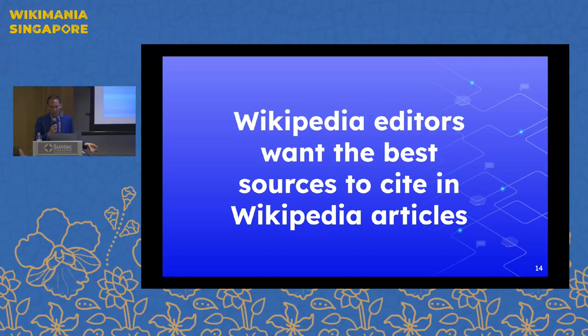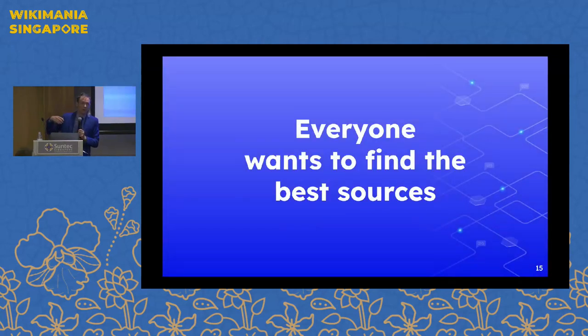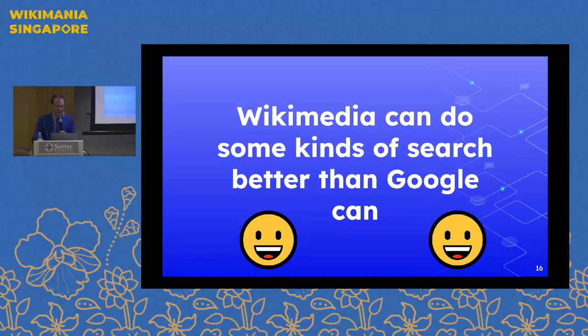So, of course, why you would want this. Wikipedia editors want the best sources to cite in Wikipedia, but this is a lot bigger than Wikipedia. I'm talking about everybody in every context wants help finding the best sources. And we can do things that Google can't do.